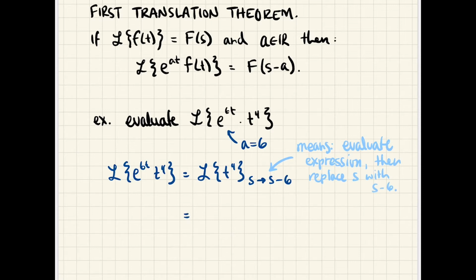Okay, so we know how to find the Laplace transform of t to the n. That's n factorial over s to the n plus 1. So this is going to be 4 factorial over s to the 4 plus 1, which is 5. And we are replacing s with s minus 6. And we're actually ready to do that. So 4 factorial is 24, and we're replacing s with s minus 6. That's raised to the 5. So there it is, final answer.